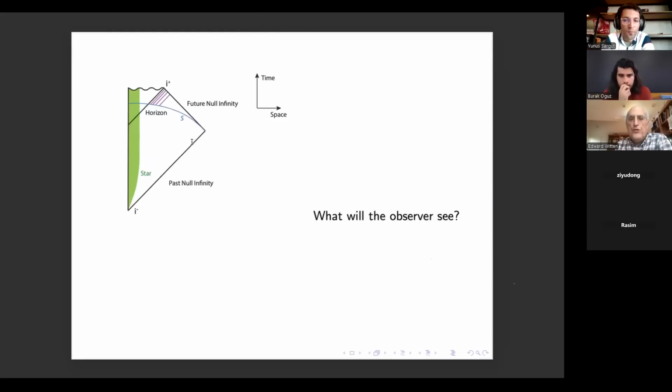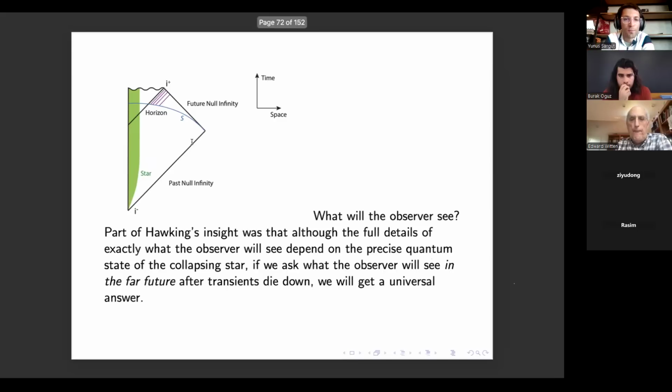Now we ask, what will the observer see? Well, part of Hawking's insight was that although the full details of exactly what an outside observer sees depends on the precise quantum state of the collapsing star, if you ask what the observer will see in the far future after transients die down, there's a universal answer.